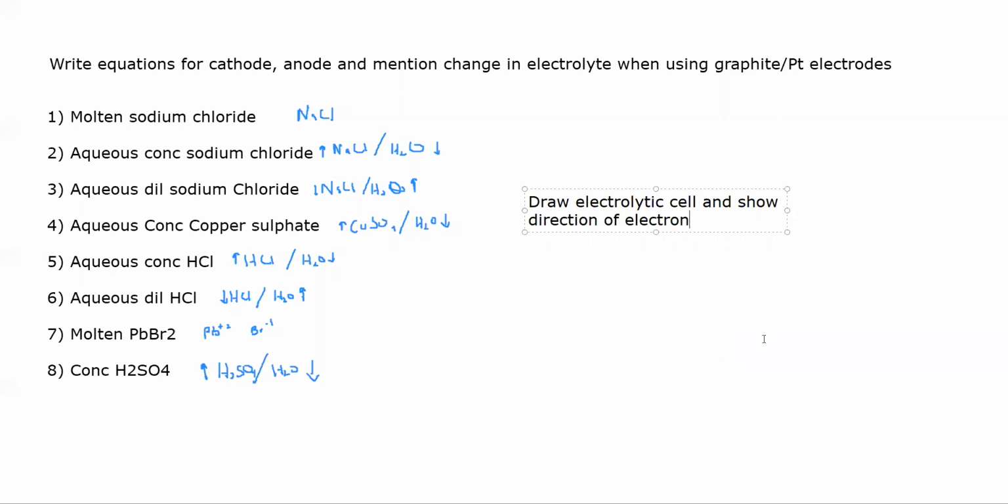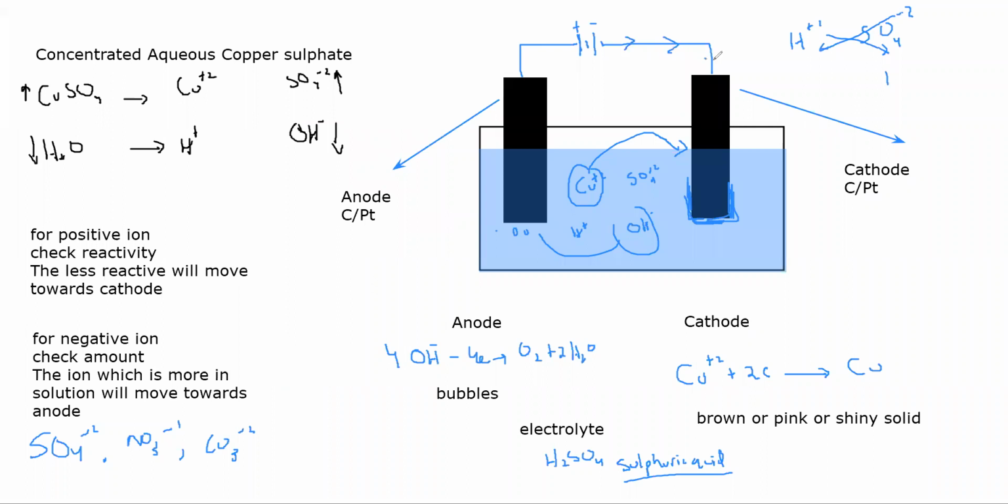The direction of electrons is always, in this case, electrons will come out from the negative terminal. So this will have majority electrons, and electrons are removed from anode, so this will have majority positive charges.